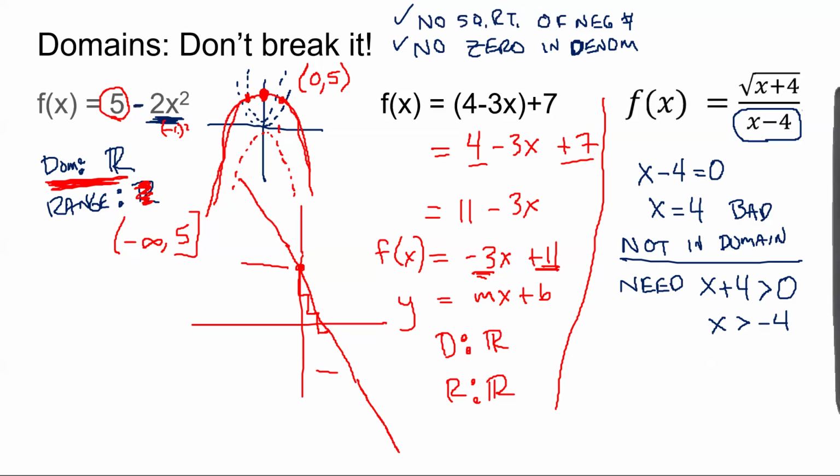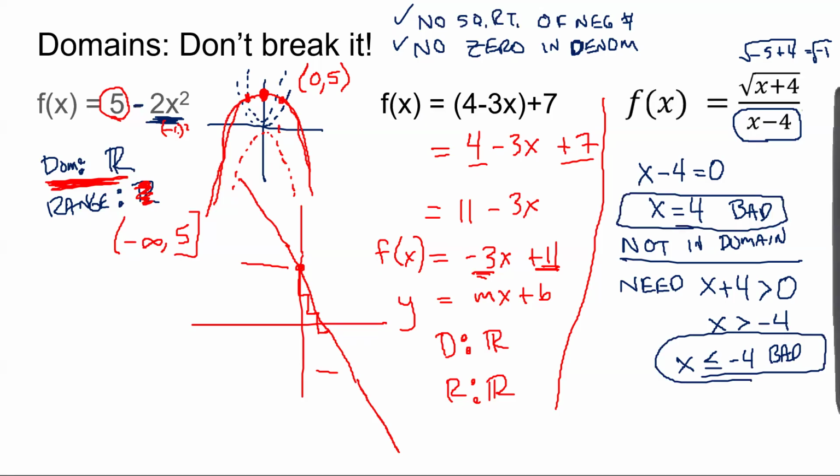What happens if I put a negative 5 in here? Negative 5 plus 4, that's negative 1. I'm trying to take the square root of this stuff, square root of negative 1. See how that breaks it right there? Negative 2 would break it. Negative 10 would break it. Negative 63,000 would break it. So anything below here is out. X less than or equal to negative 4 is bad. All right, so these are the two that we don't want.